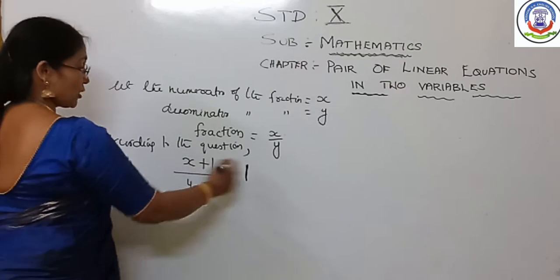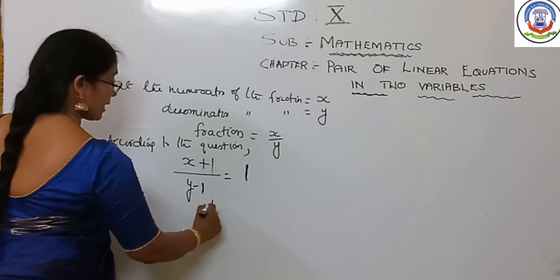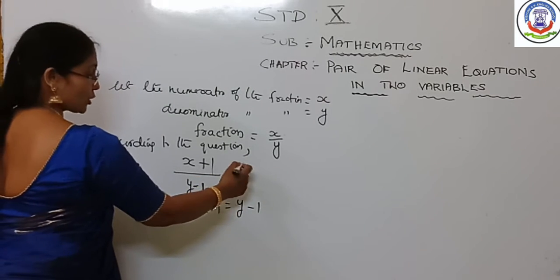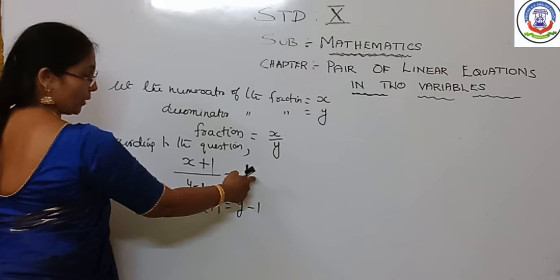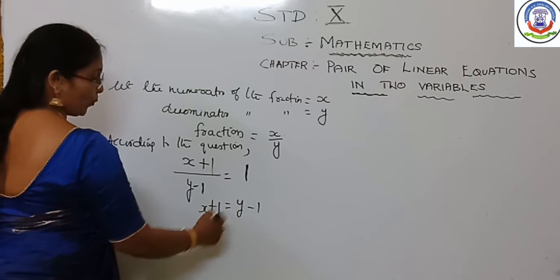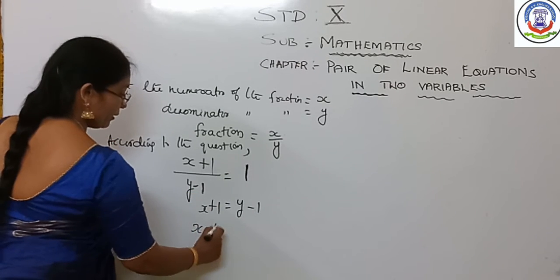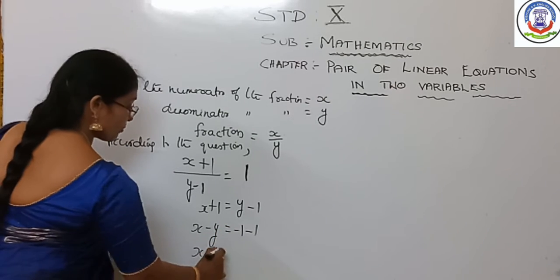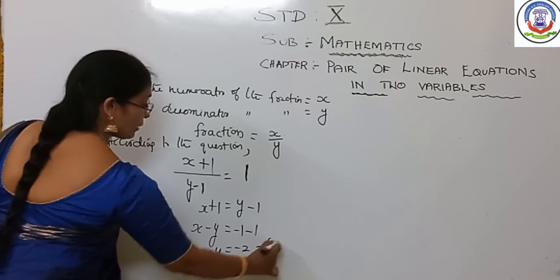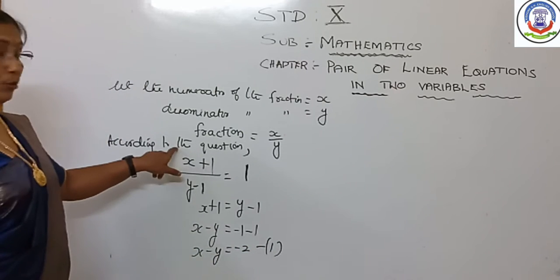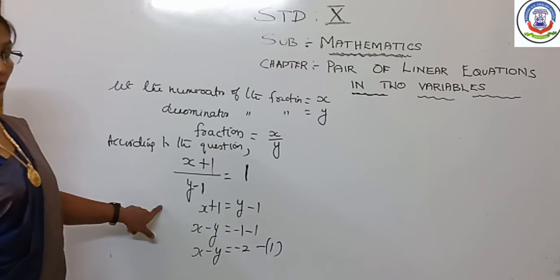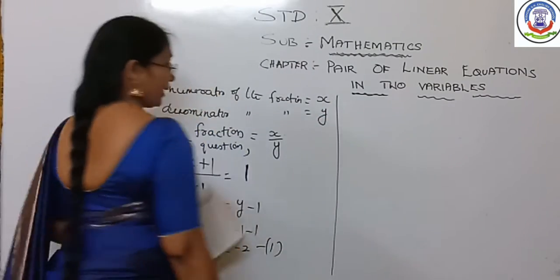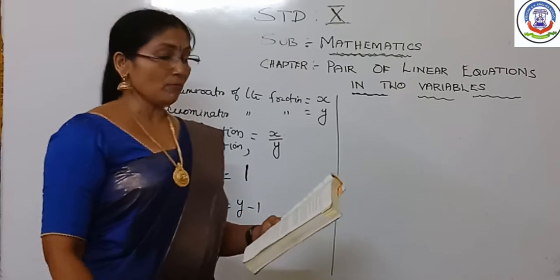Now you can make this an equation. x plus 1 is equal to y minus 1, because taking y minus 1 to that side, it becomes 1 into y minus 1, so x plus 1 equals y minus 1. Now take this here: x minus y, minus 1 will come. That means x minus y equal to minus 2, that is the first equation. I think you understood this clue. Now the second part: it is given that it becomes 1 by 2.